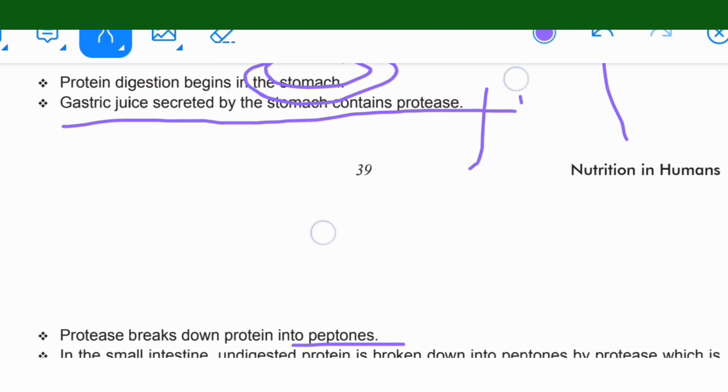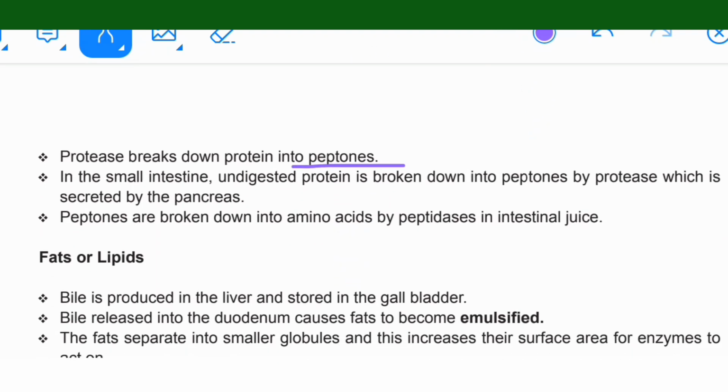But what if some of the protein escapes into the small intestine? Then the pancreas will again secrete protease, and that protease will break down the proteins that escaped from the stomach. You understand? Then peptones finally are broken down into amino acids by peptidases in the intestinal juice. So take note, the end product of protein digestion is amino acid. Let me say it again: the end product of protein digestion is amino acid. And the enzyme that does that final process is peptidases.